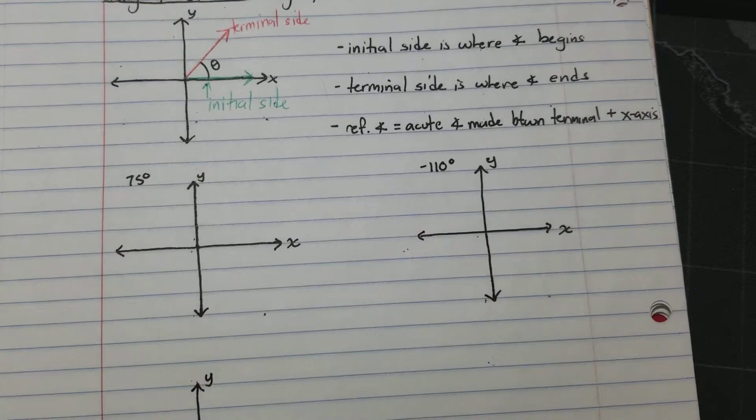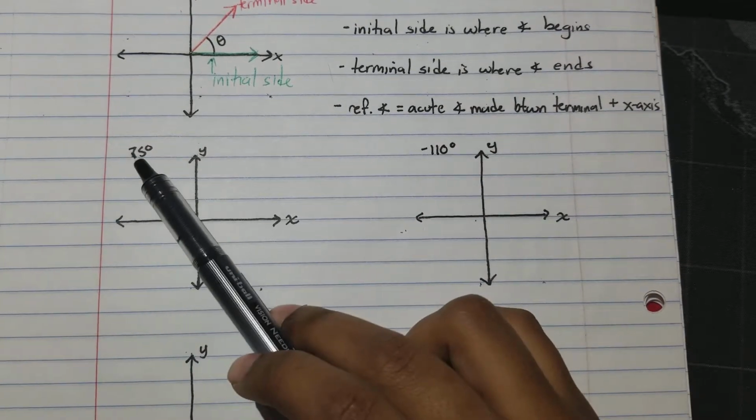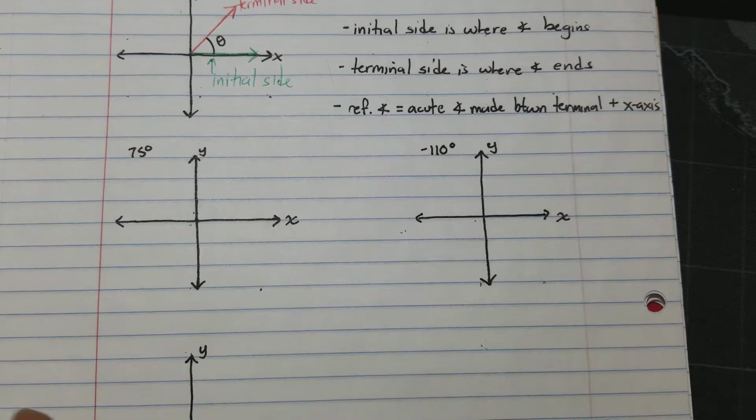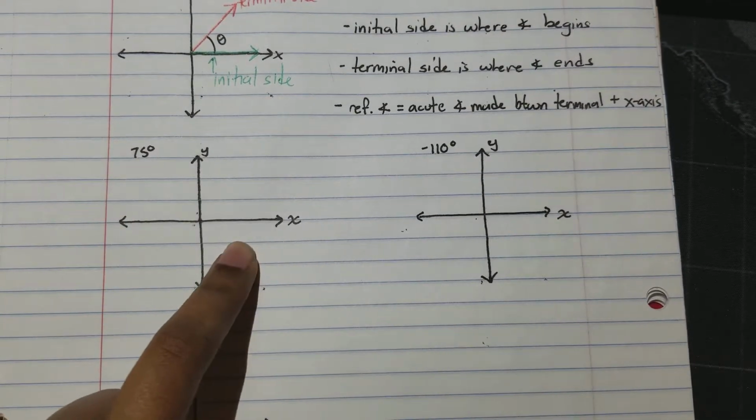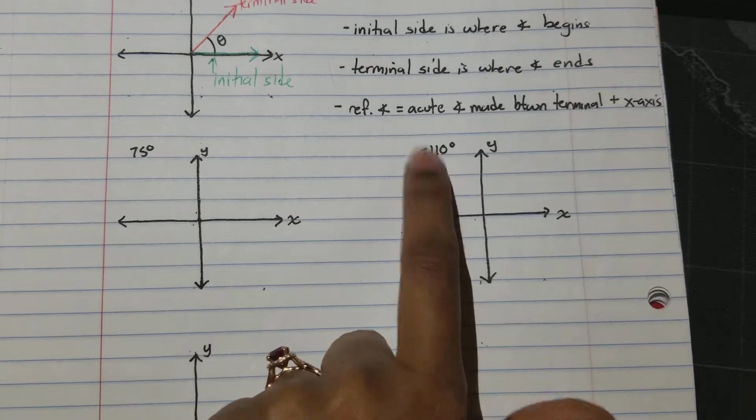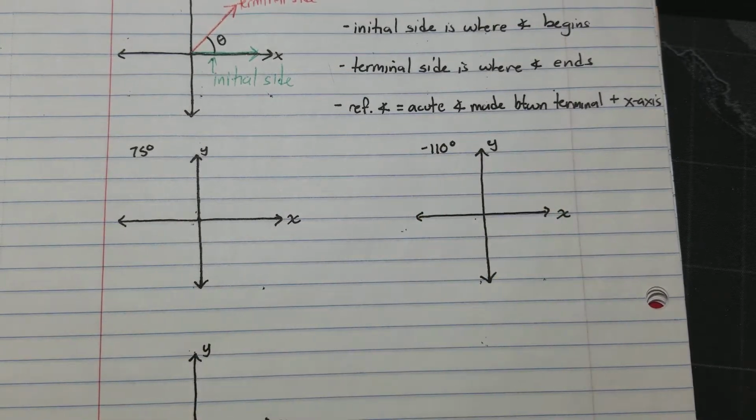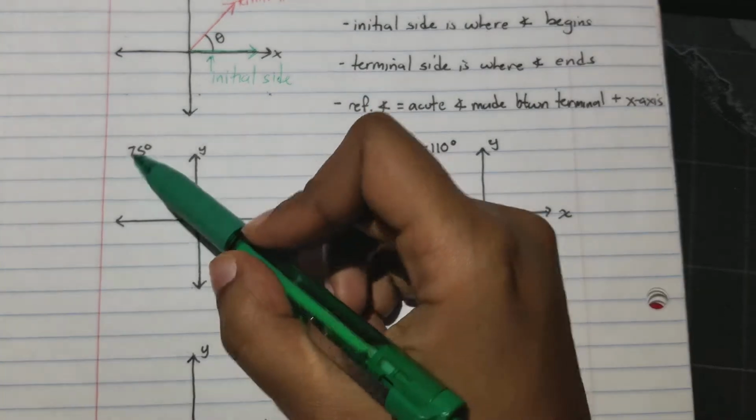So let's say we're in this situation where we want to graph something that's positive 75 degrees. By default, we always rotate counterclockwise. If it's a negative degree angle, it means go in the opposite direction, or go in the clockwise direction. So we'll cover both soon. Let's start off with graphing 75 degrees.